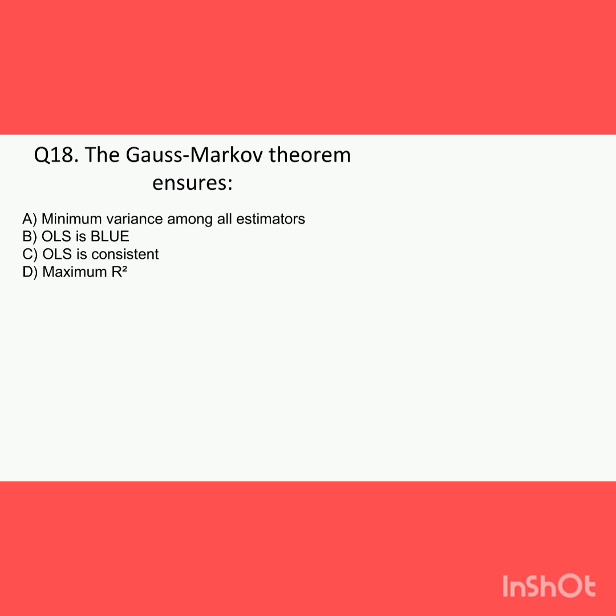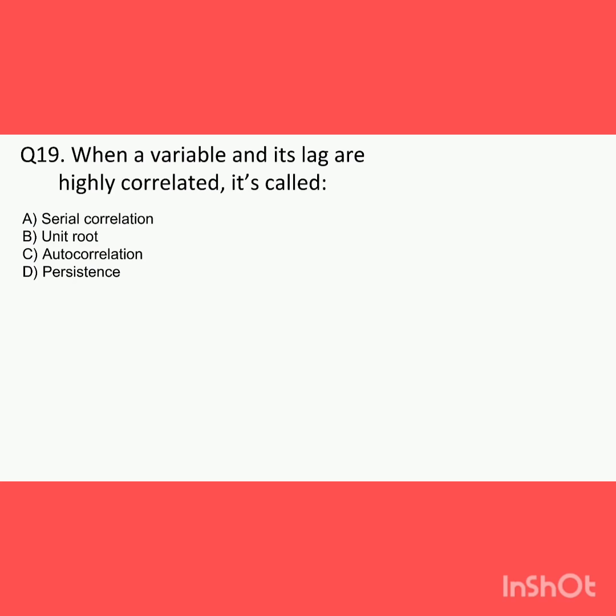Now our next question is question number 19. When a variable and its lag are highly correlated, it is called option A, serial correlation. Option B, unit root. Option C, autocorrelation. Option D, persistence.